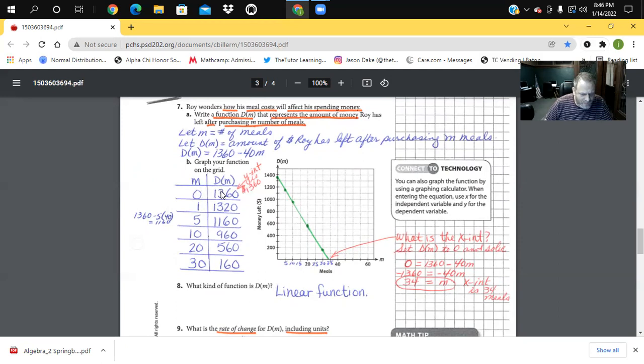I'm sorry, it's right here. They skipped down, hold on, guys, let me get my bearings. Yeah, I'm sorry, they skipped down. So down to number 5. 1360 minus the 5 times that 40 right here on your slope equals 1160 right here in our grid. All right, sorry about that, guys.